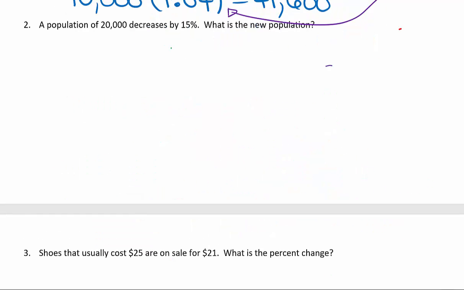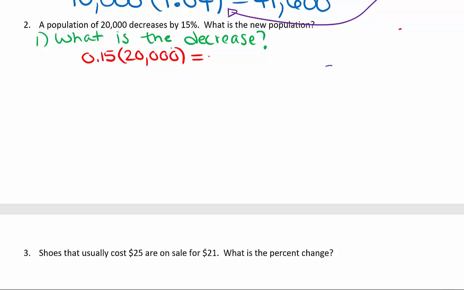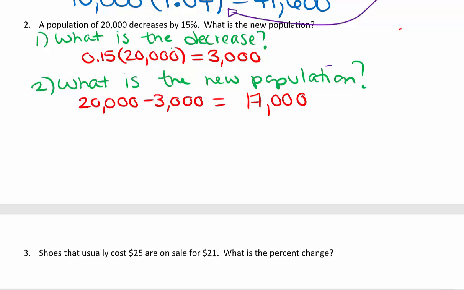So what about percent decrease? Well, it works almost the same way. We can do this problem as a 2-step problem. The first step is to figure out what is the decrease, or in other words, what is 15% of 20,000. So we're going to take 15%, write it as a decimal, and then multiply that by 20,000. That gives me 3,000. So the population is going to go down by 3,000. To finish, we want to figure out what is the new population. So we're going to take the 20,000 and subtract 3,000.